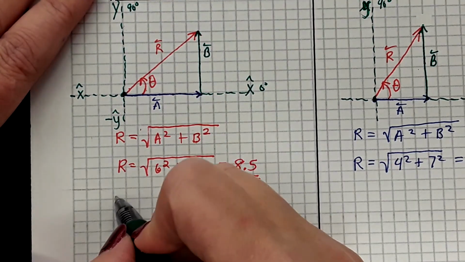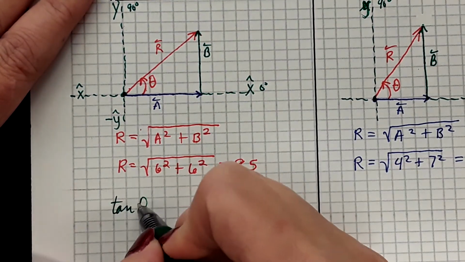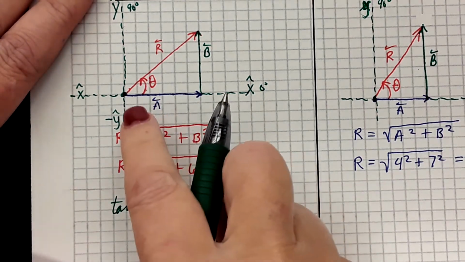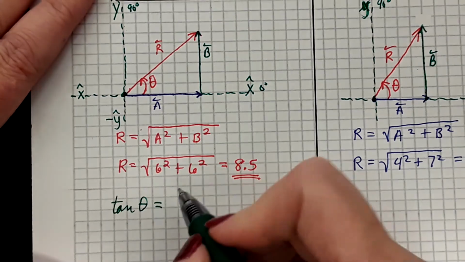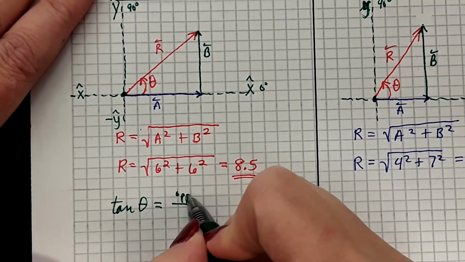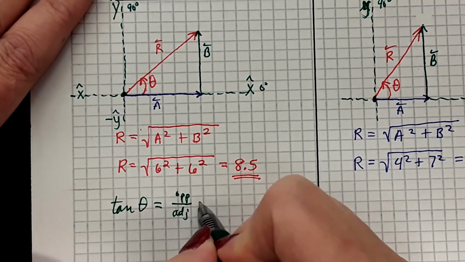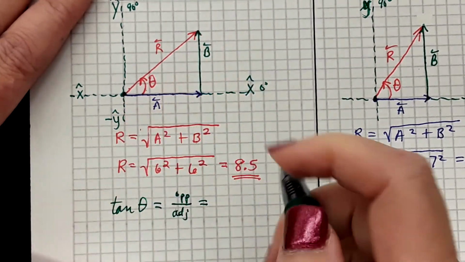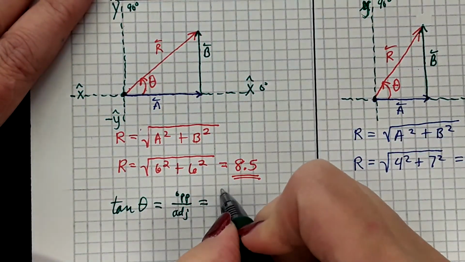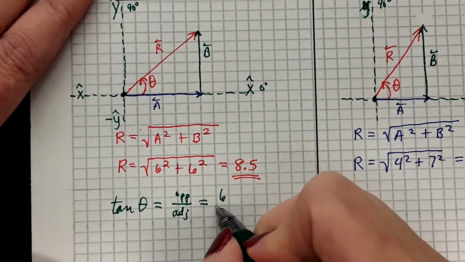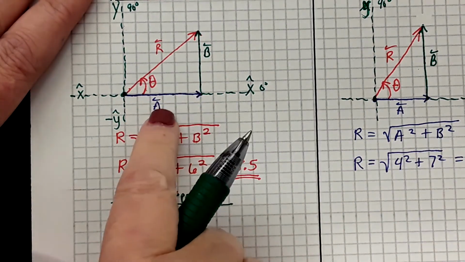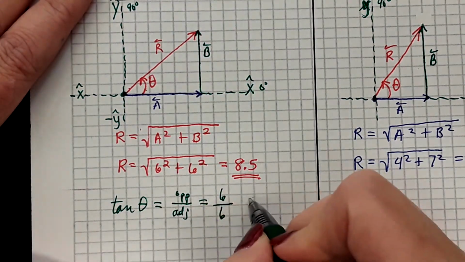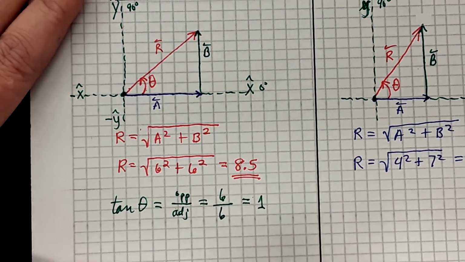Now, we know that the tangent of the angle, according to Pythagoras, is the leg opposite the angle divided by the adjacent, op over adj, right? In this case, the leg opposite is B, and that's 6, okay? The leg adjacent is A, and that's 6. So we get the tangent of the angle is 1.